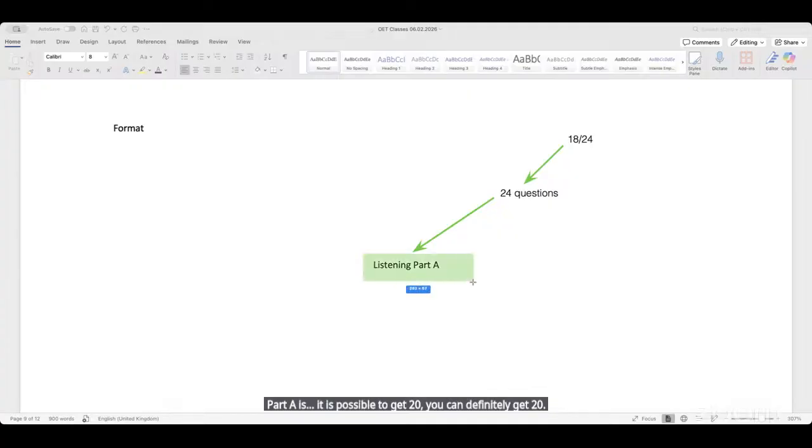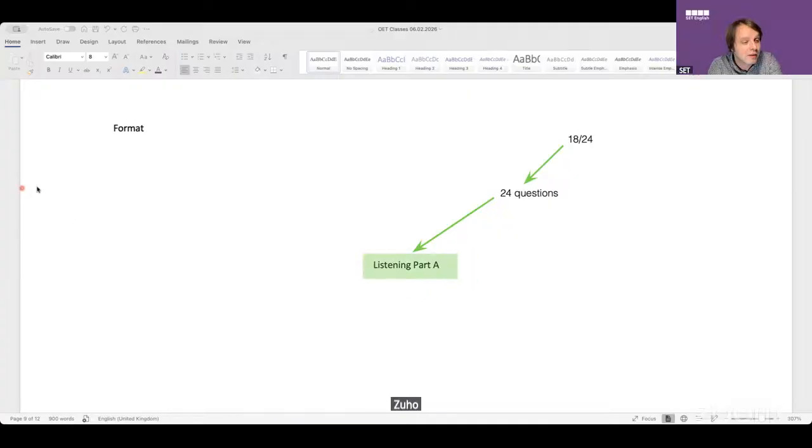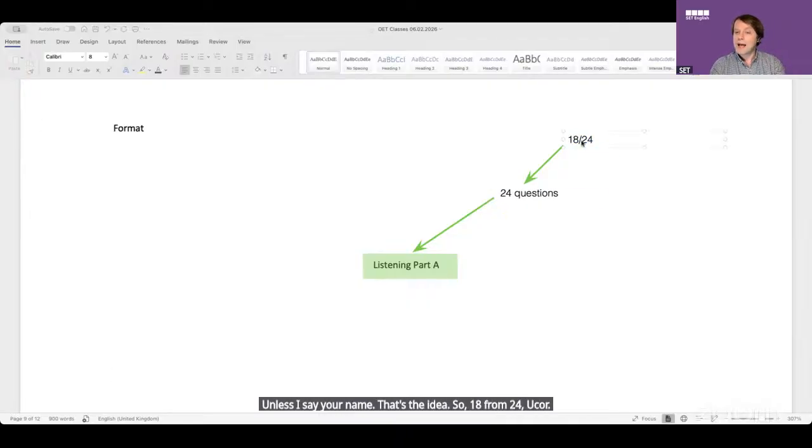Zuhal, microphone, please. Guys, we're keeping microphones off unless I say your name. That's the idea. So 18 from 24, Ukor. Could you come back, Ukor? What if I said I want 22? Do you think I'm being crazy?